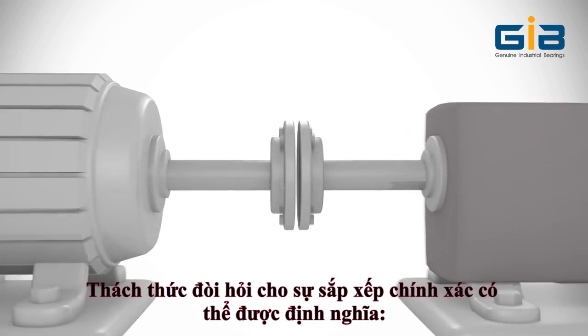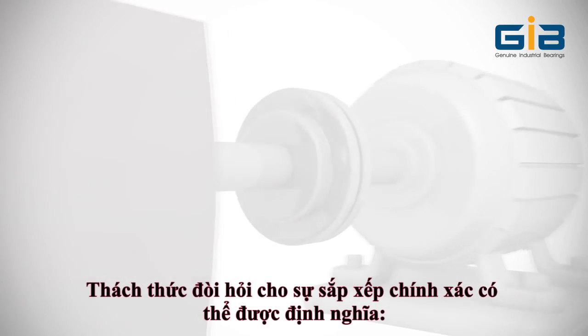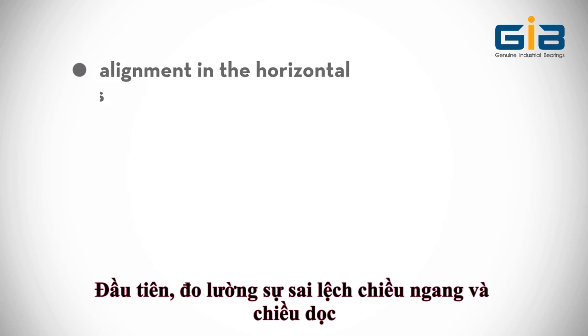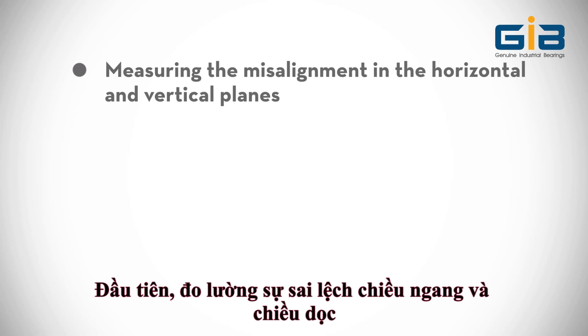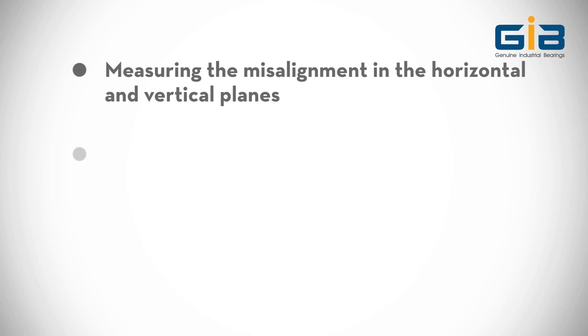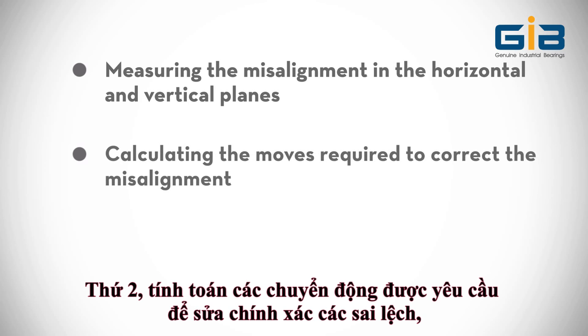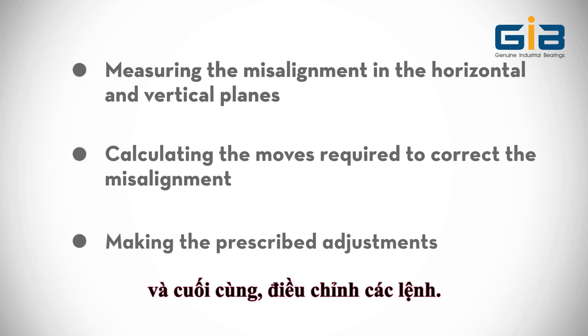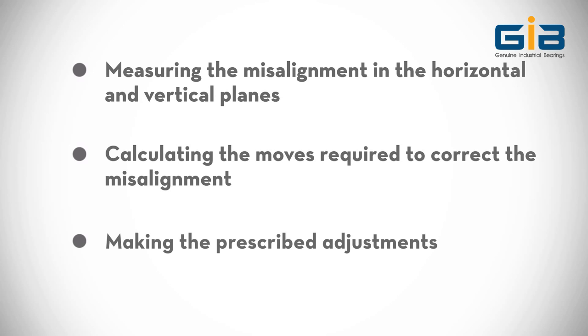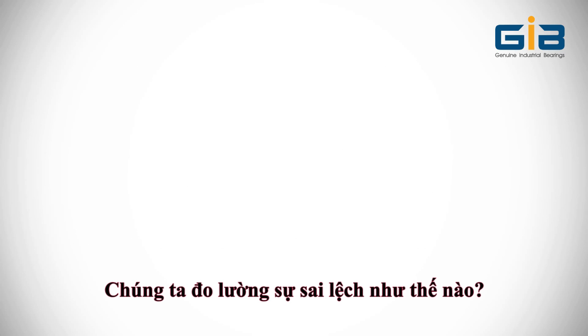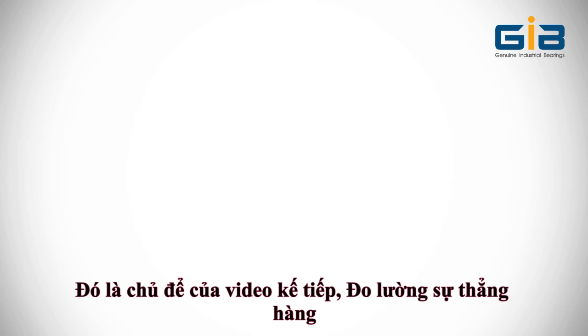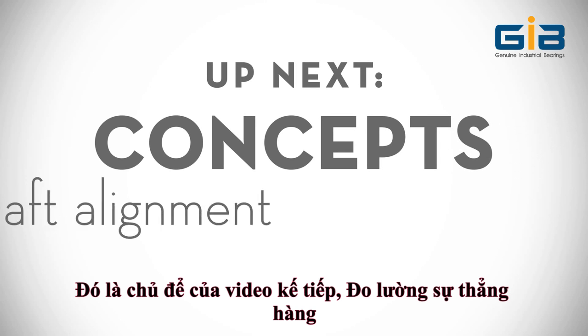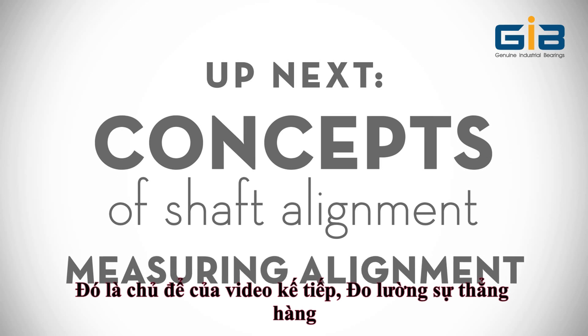The challenge of precision alignment can therefore be defined as, first, measuring the misalignment in the horizontal and vertical planes; second, calculating the moves required to correct the misalignment; and finally, making the prescribed adjustments. So, how do we measure the misalignment? That's the subject of our next video. Concepts of shaft alignment. Measuring alignment.